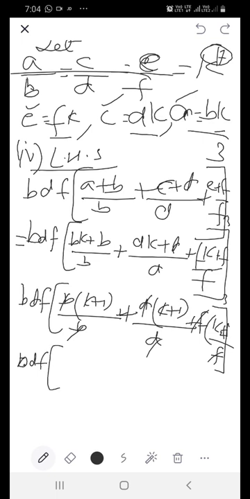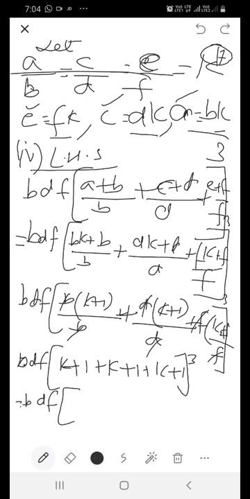You are left with K plus 1 from here. Again plus K plus 1. Again plus K plus 1 whole cube. This is equal to BDF. How many K's are there? 3K. How many 1? 3 whole cube.